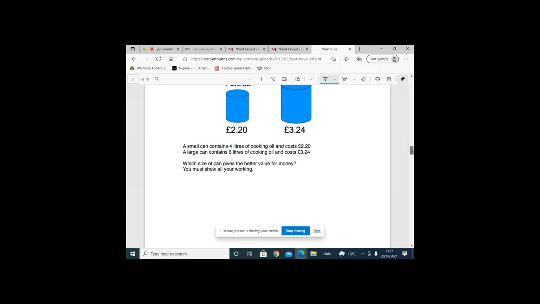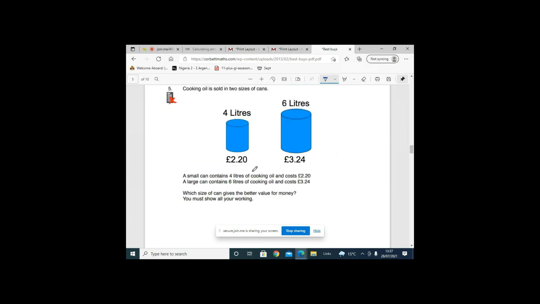So this is the final one now before we close. A small container is 4 liters of cooking oil. This one contains 6 liters of cooking oil. Which one is better value for money? So you have to find the cost of 1 liter for this one. You divide 2.2 by 4.